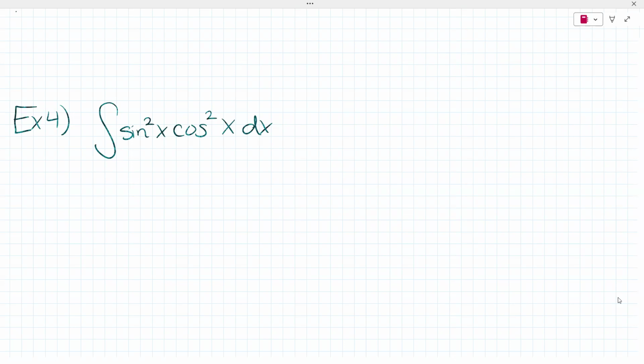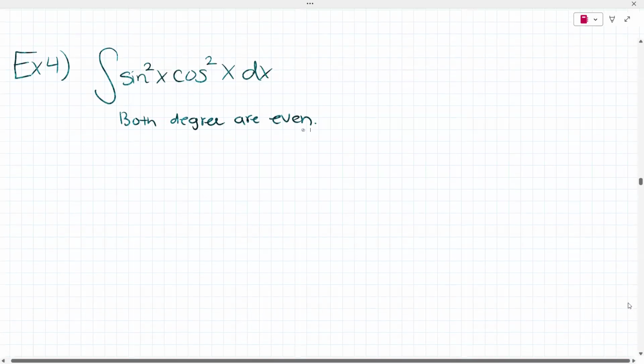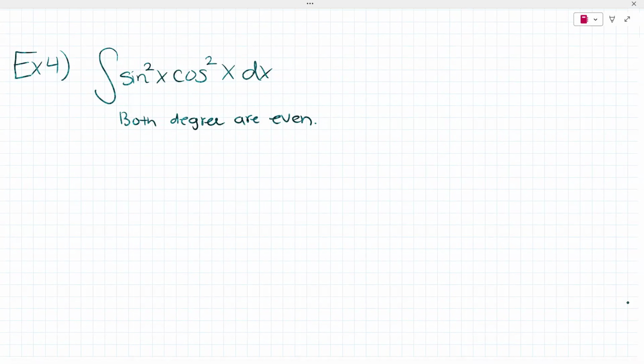Example 4 says we have sine squared of x times cosine squared of x dx. So, oh no. We have an integral of sine and cosine, but one is not odd and one is not even. They're both even. So both degrees are even. So what do we do when you have an integral of sine and cosine when both the degrees are even? The other problem was when both the degrees are odd. So what happens when they're both even and you have a sine and cosine? You're going to use half angle identities.